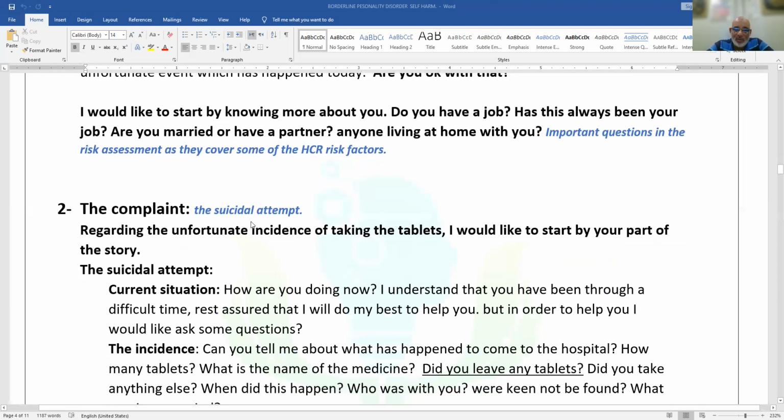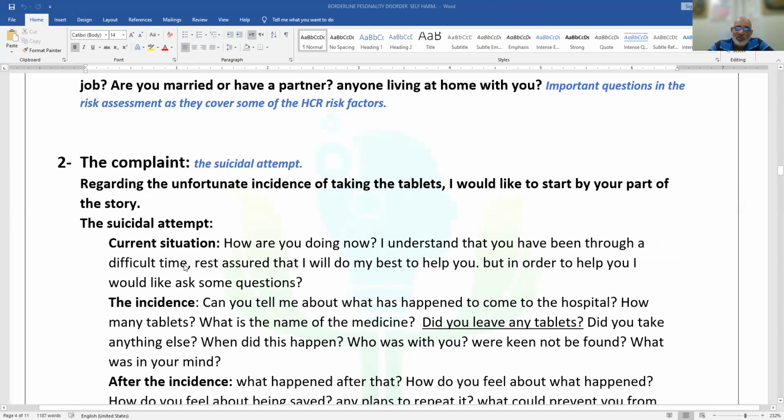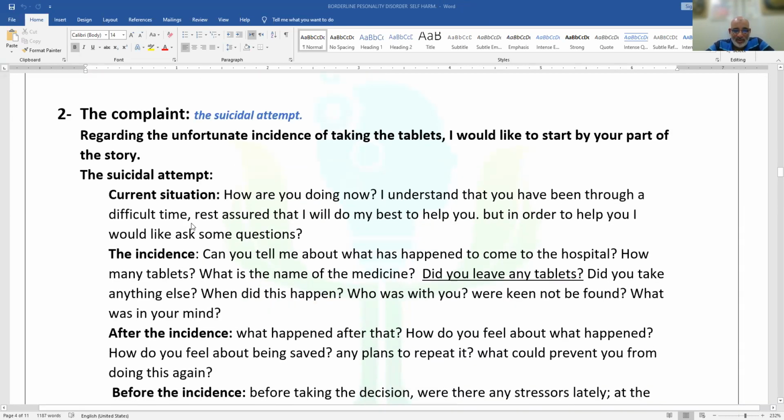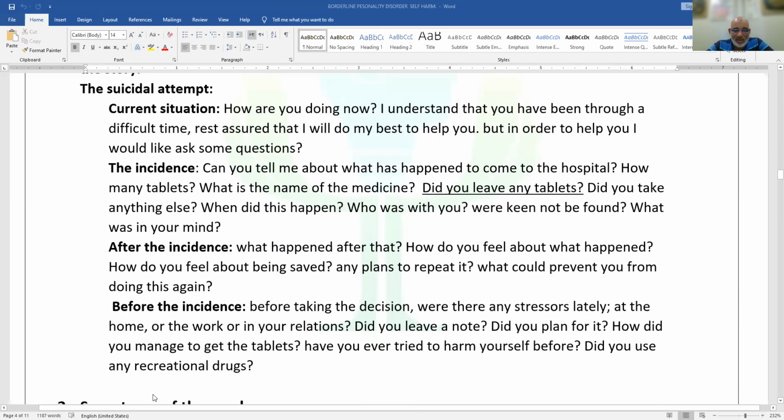And then you want to know more about the suicidal attempt. The good thing is that this patient will clearly elaborate that it was not a serious suicidal attempt. So don't dig too much like what you did, otherwise you will lose time. So current situation, the incidents, after the incident, before the incident, like what we did, but don't dig too much, because as we said, this is an impulsive issue.